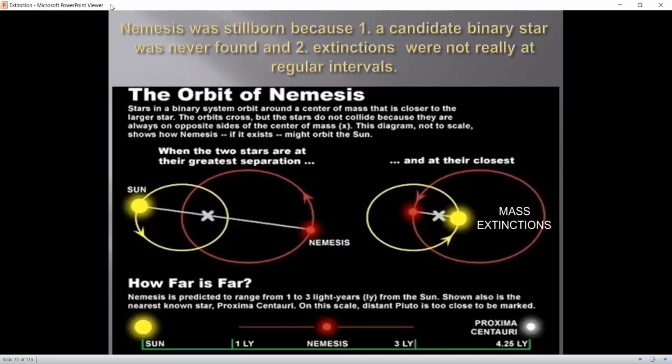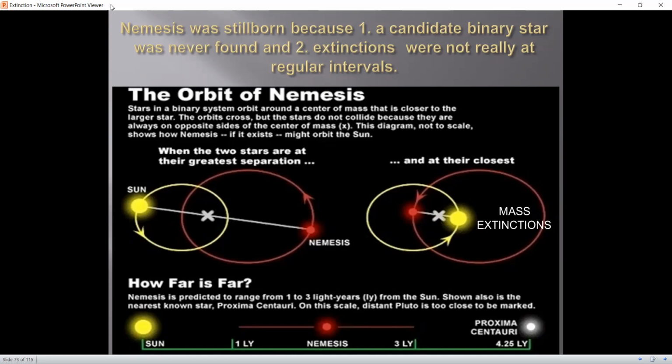They said it was what they call a binary star. We have our sun, and when these things are spread apart like this, we're way far away from both suns, and we have normal times. But when the two binary stars overlap, and for a period of time we're close to both suns, that's when you get mass extinction. Okay, that was their idea, and that was called the orbit of Nemesis.